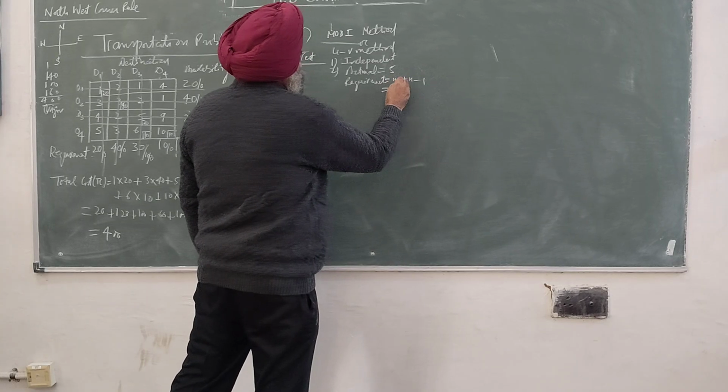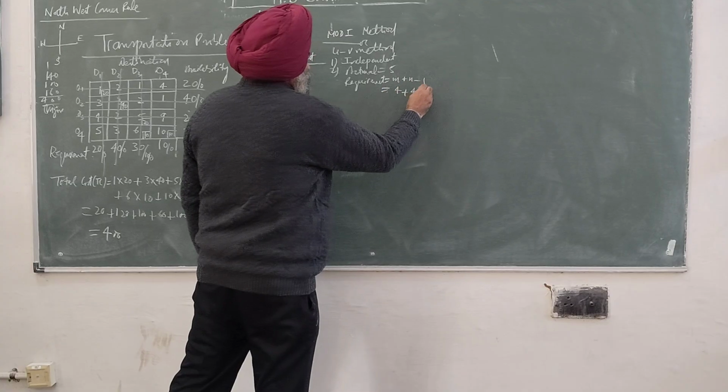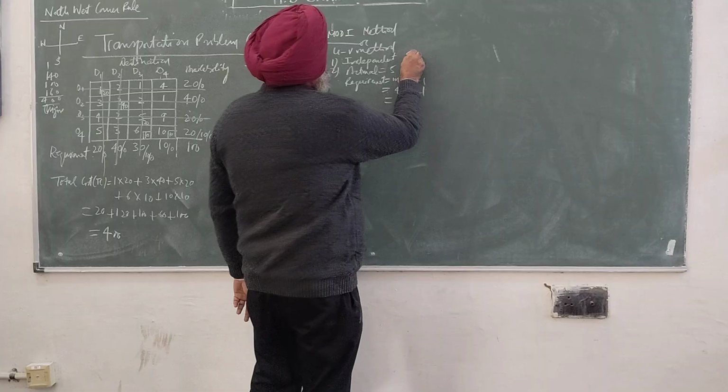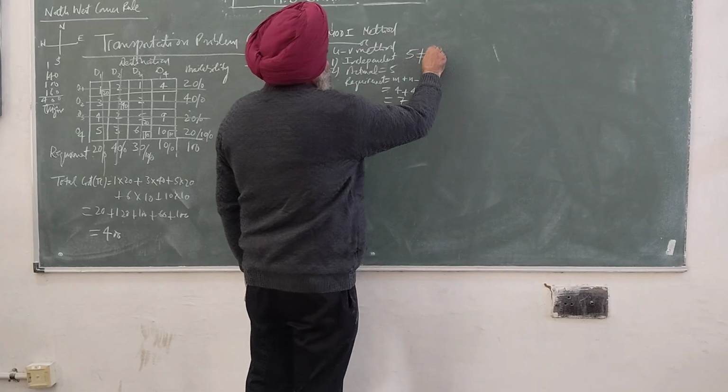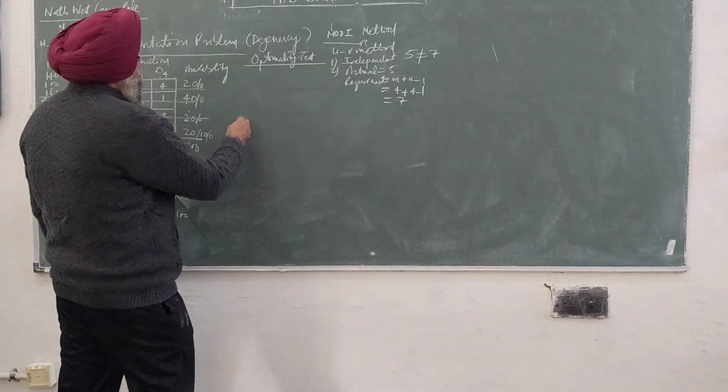The number of rows is 4, the number of columns is 4, minus 1. This is 4 plus 4, 8, minus 1. This is 7. 5 can't be equal to 7. So this is the concept of degeneracy in a transportation problem.